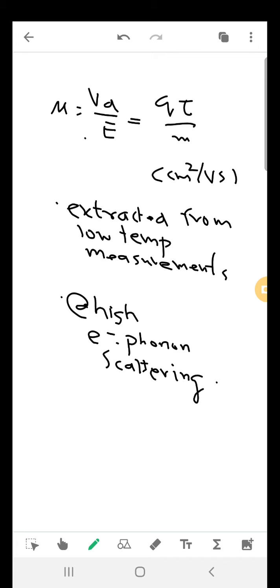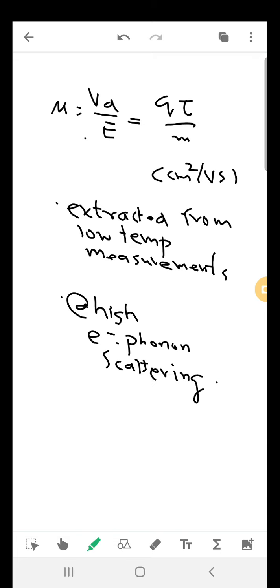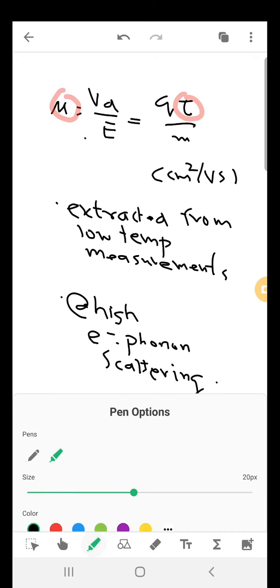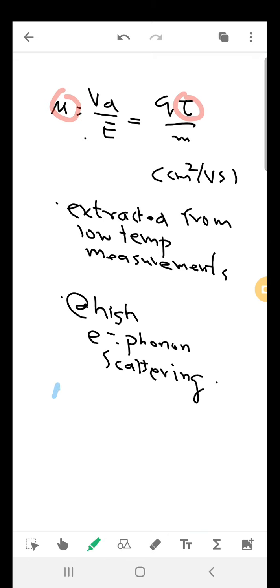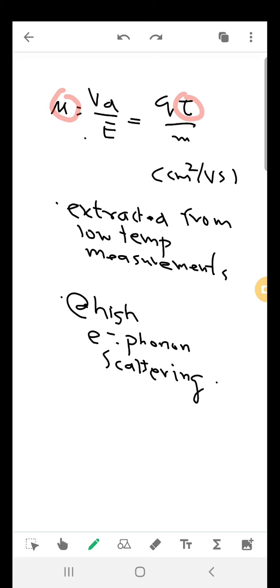And as you can see, this mobility mu is directly related to the scattering time tau, and therefore this mu is also a measure of material cleanliness.